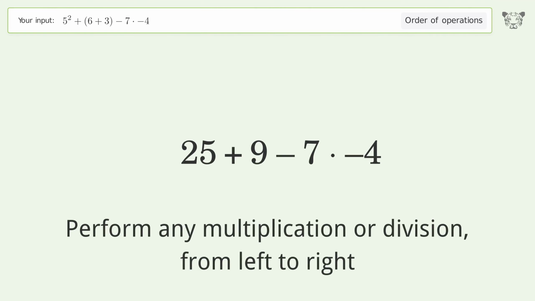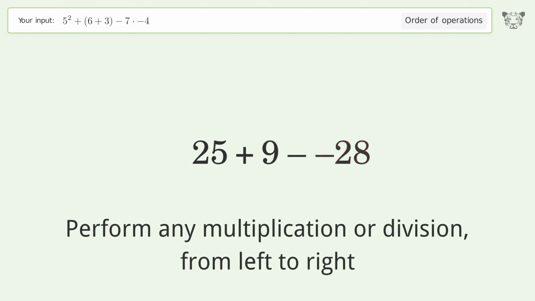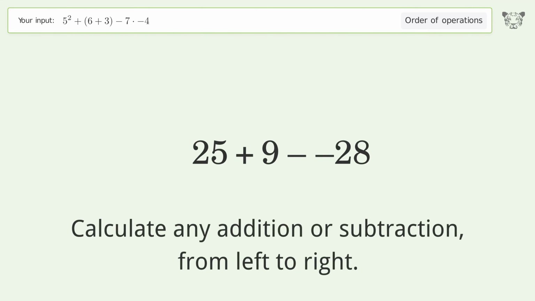Perform any multiplication or division, from left to right. 7 times -4 equals -28. Calculate any addition or subtraction, from left to right. 25 plus 9 equals 34.